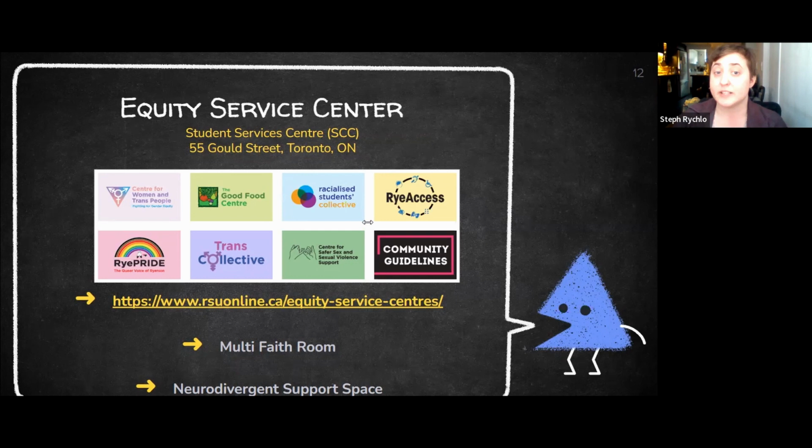The Equity Service Centers have their own offices and are found on the second floor of the Student Center and also in the basement. The Student Campus Center also has a multi-faith prayer space. This space can be found on the third floor of the Student Campus Center, and it is a quiet and private space for worship and prayer.